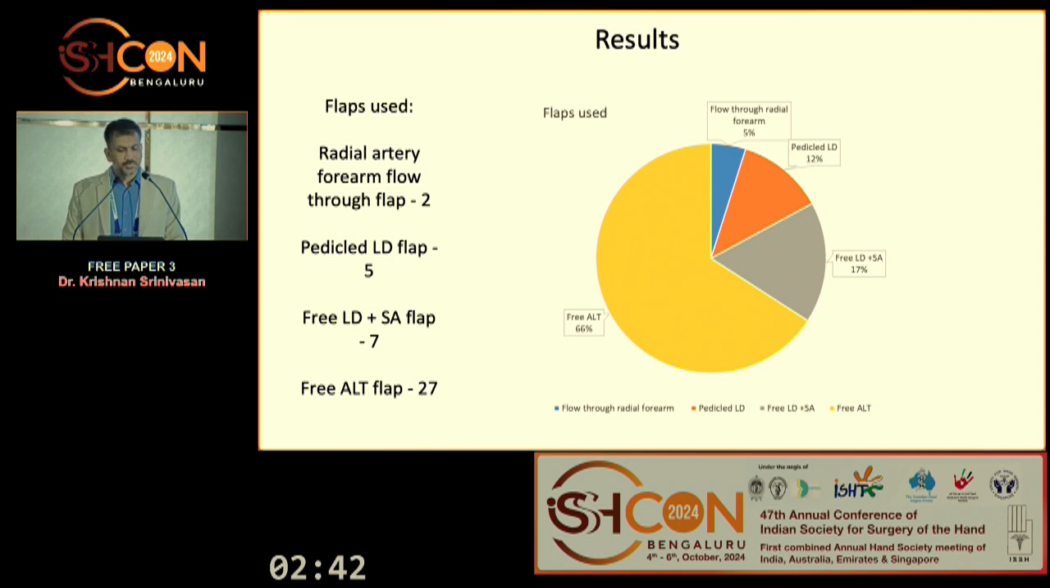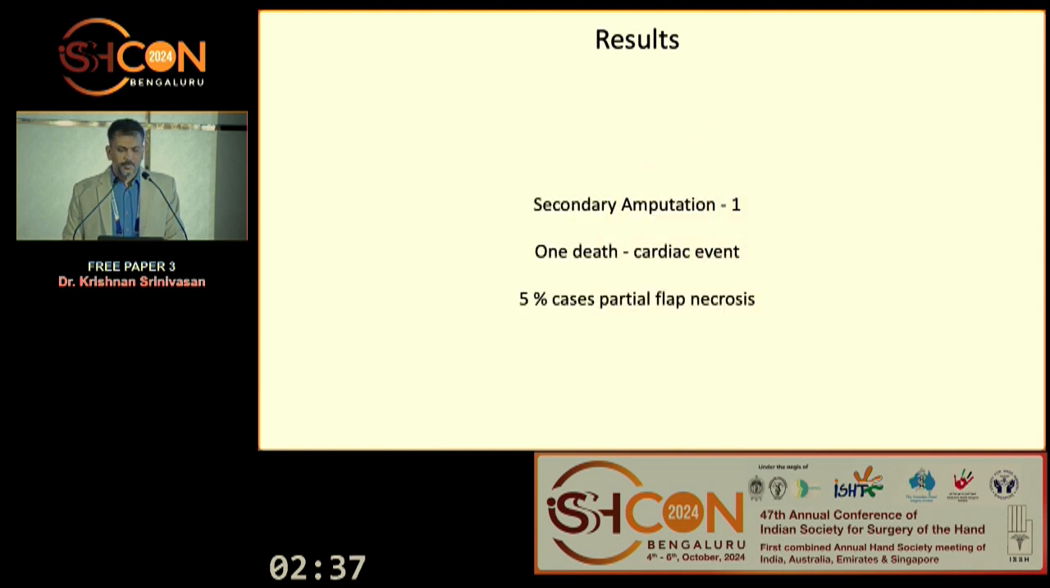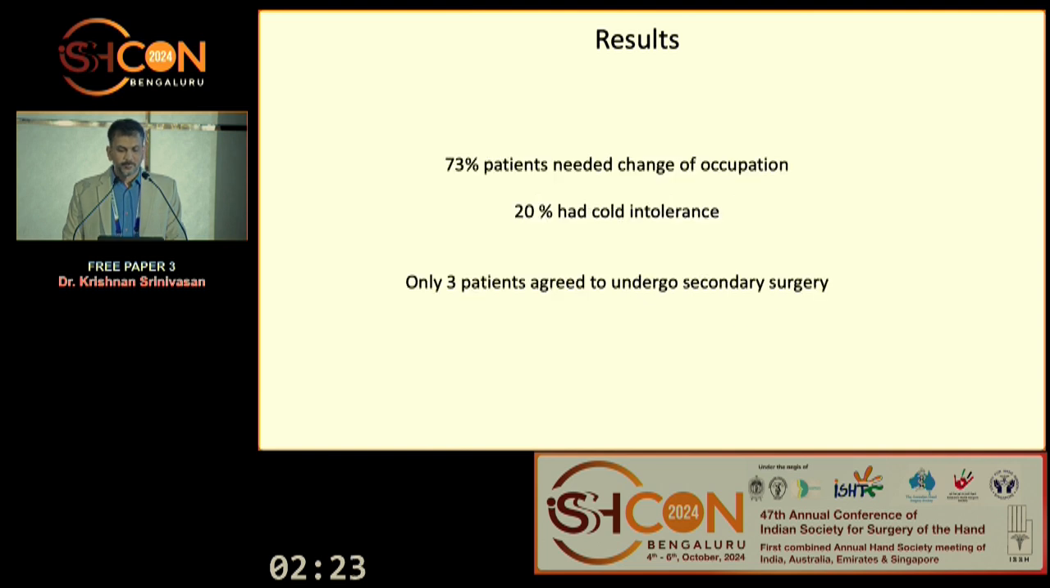There were 2 cases where we had to do a flow-through flap. One patient underwent secondary amputation because of infection and blowout. There was 1 death due to an unrelated cardiac event. 5% of patients had partial flap necrosis, which had to be managed with another pedicle flap.